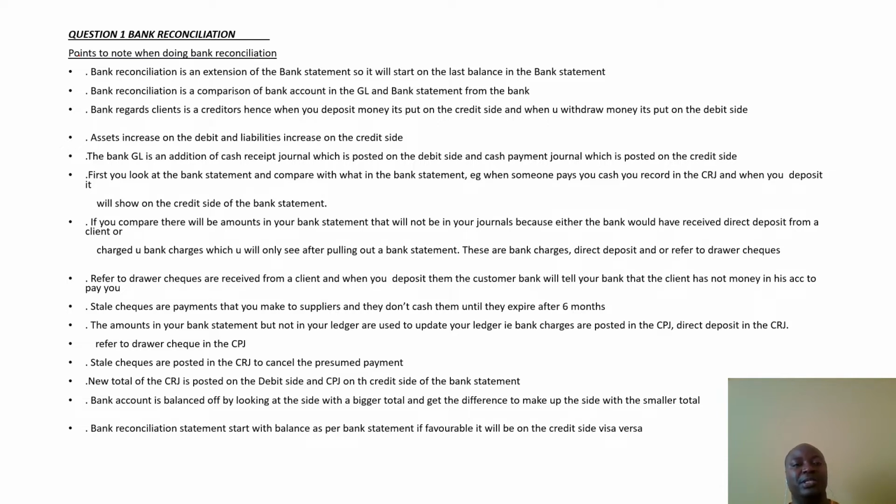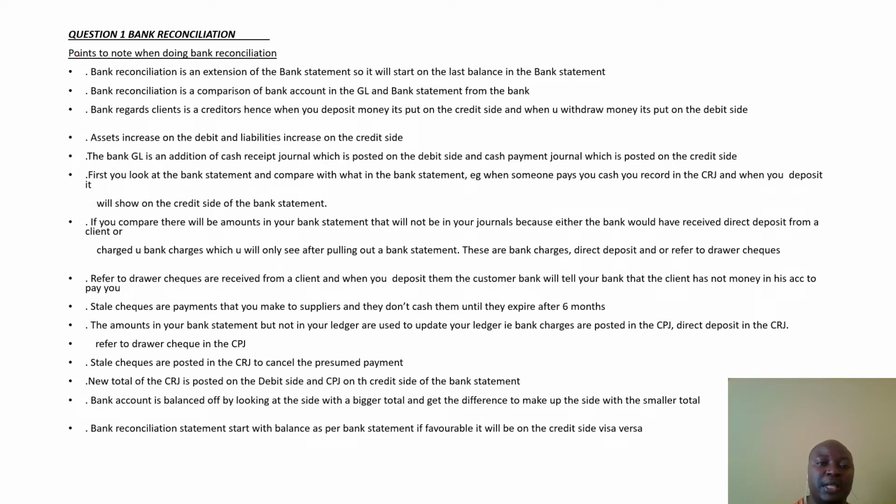In most cases, questions come with the words "the bank statement has a balance of 400 unfavorable." The moment you hear the word unfavorable in a bank statement, you note immediately that it means it's a debit balance, isn't it? So when you're doing a bank reconciliation, when you start to say balance as per bank statement, you put it on the debit side. If they say it's favorable, it means that the balance is on the credit side. It means that you actually have money in your account, so you put it on the credit side.